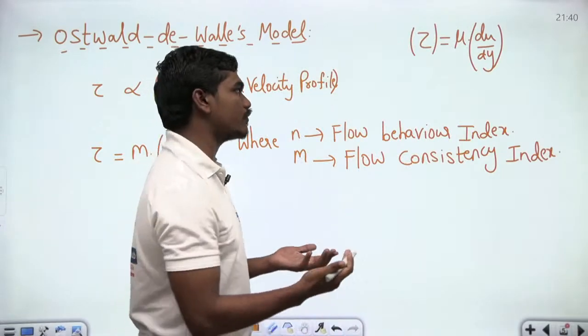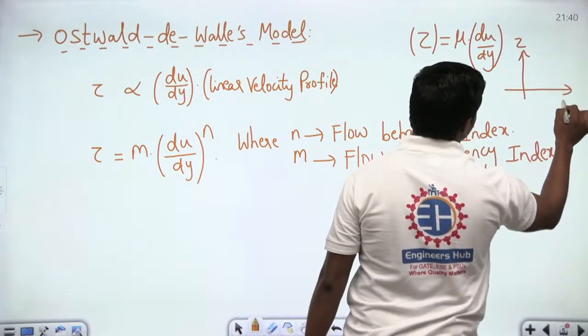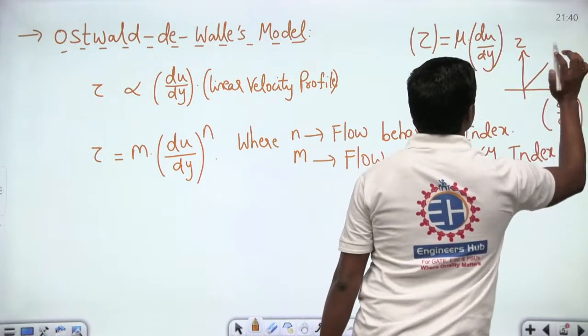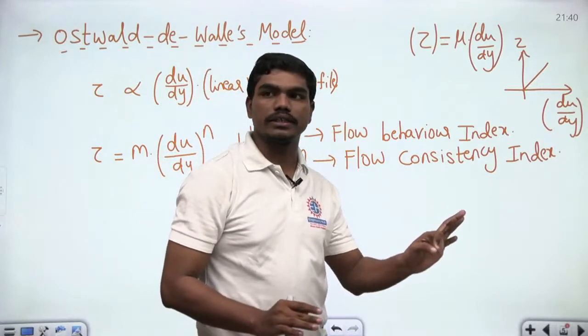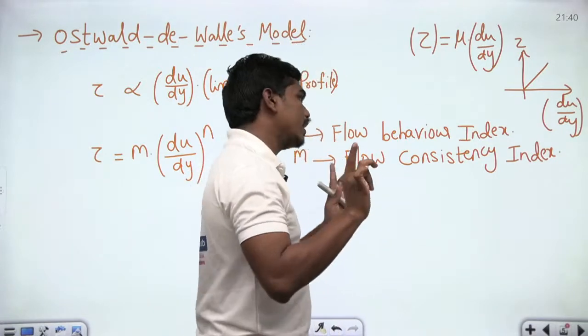And we have seen in case of Newtonian fluids, if you take tau on one axis and du by dy on the other axis, then definitely you have a straight line passing through the origin, correct? But this need not be the case with all the other fluids, correct? I am telling you, this need not be the case with all the other fluids. Why? I will tell you.